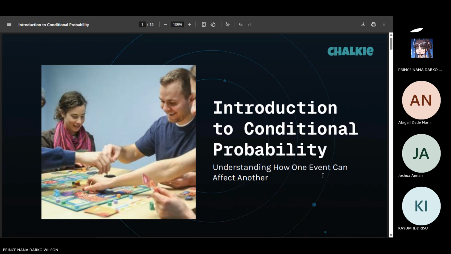Okay. So before they join us, let's do a quick recap on our last lesson. As we do that, we'll perhaps work some examples and also make the concepts that we studied in the previous lessons even clearer. All right. So, introduction to conditional probability and understanding how one event can affect another.